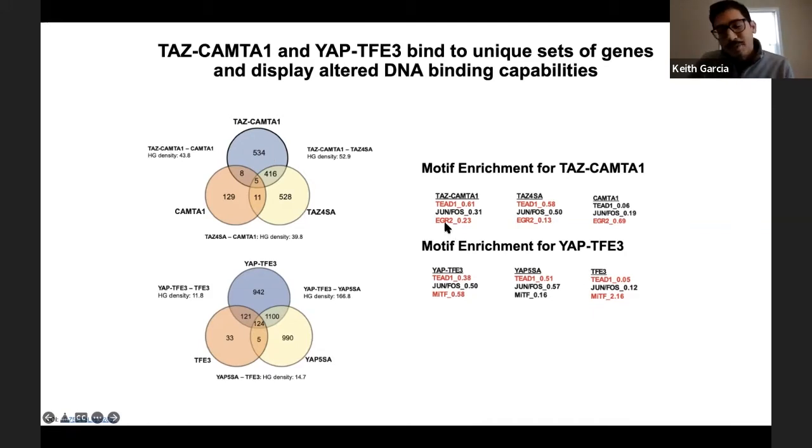And this can be explained in part when we perform motif enrichment analysis, which shows that the fusions do occupy regions with the T motifs. But in addition to that, we observed an enrichment for this EGR2 motif and MITF motif in the TAZ-CAMTA1 and YAP-TFE3 ChIP-seq datasets. And these two motifs are actually primarily enriched in the wild-type CAMTA1 and TFE3 ChIP-seq datasets. And so this data provides evidence that the C termini of these gene fusions have altered DNA binding properties not observed in full-length TAZ and YAP.